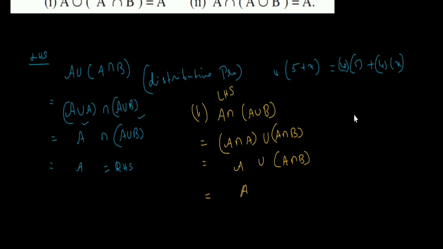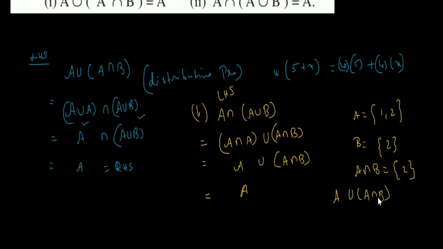So you can take an example also. Suppose you take A as 1, 2. You can check this. B as some small example you take. What is A intersection B? 2. Now what is A union A intersection B? A union A intersection B will be 1 and 2. So whenever you find the union, the superset will be the answer. Okay, so A is the answer, that is equal to the right hand side. Hence we have proved. Thank you.